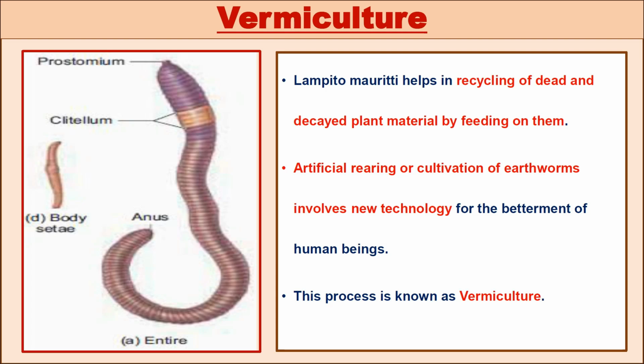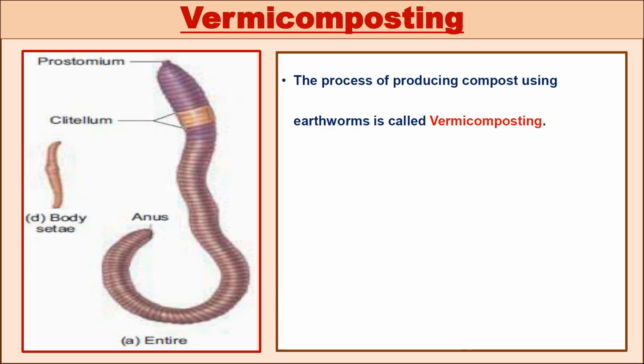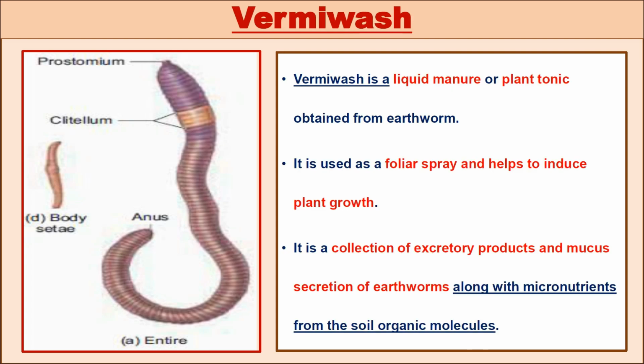Vermiculture is the artificial rearing or cultivation of the earthworm, which involves a new technique for the betterment of human beings. Lampito mauritii helps in the recycling of dead and decayed plant material by feeding on it. The process of producing compost using earthworms is called vermicomposting. And vermiwash is a liquid manure or plant tonic which is obtained from the earthworm.